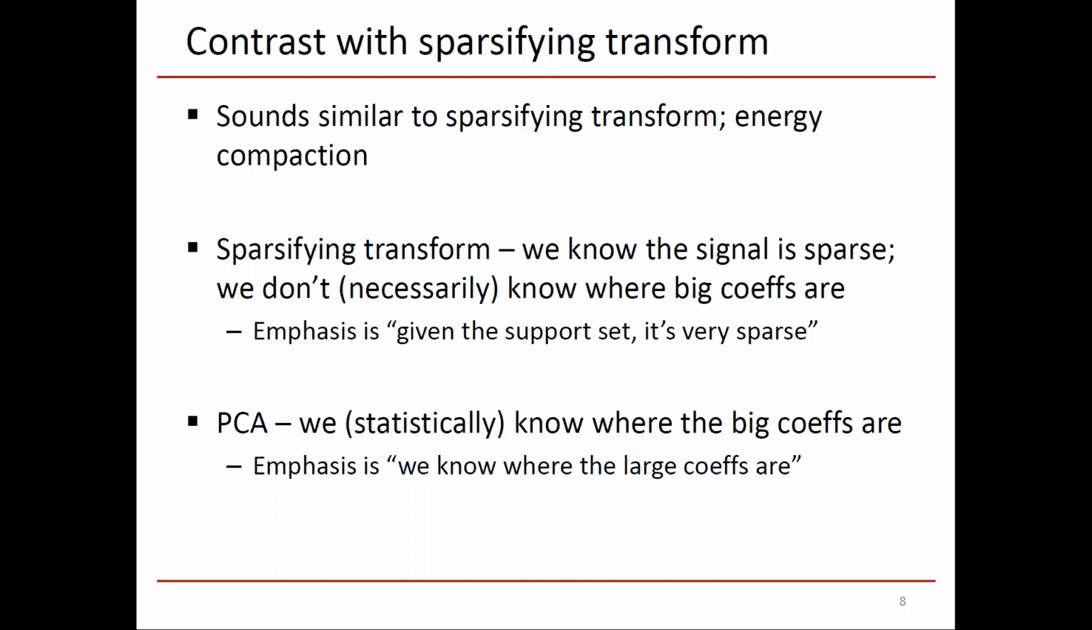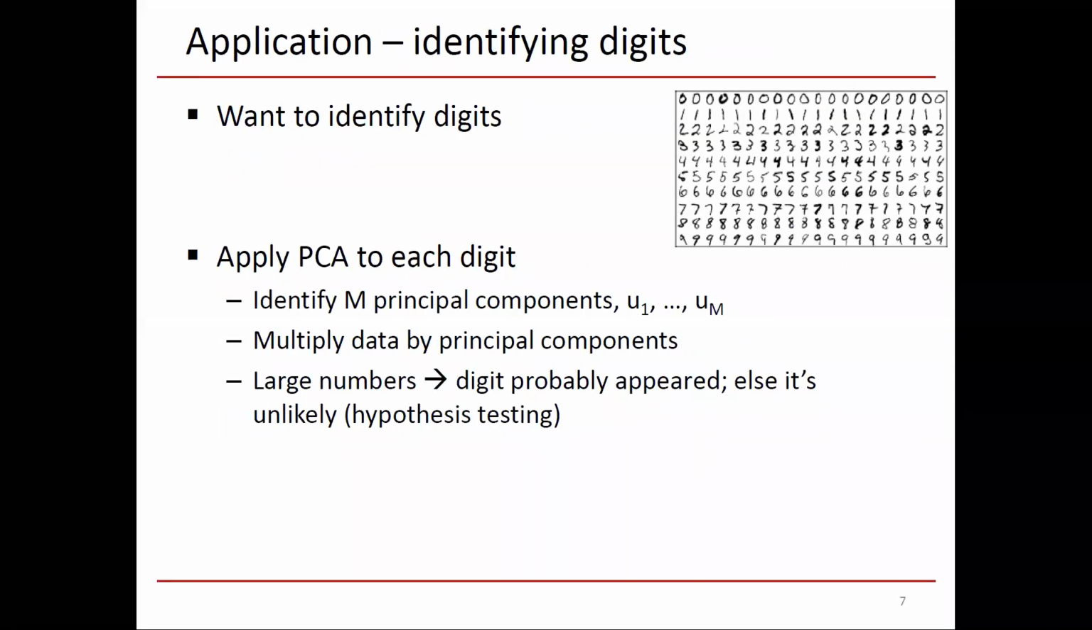In PCA, we know statistically where the large coefficients are. So we don't necessarily know exactly, but we have a feel for where they are. And so the emphasis is on, we know where they are, and given where they are, it's quite sparse, maybe not very sparse. So what's a possible application of this?